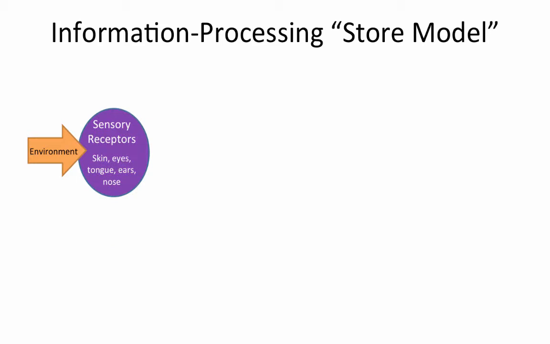This model starts with the environment. There's a lot of different information in the environment, sights and sounds and all sorts of different stimuli that come from the environment that are taken in by our sensory receptors. Our sensory receptors, as you may remember from your introductory psychology class, are our skin, eyes, tongue, ears, and nose. These sensory receptors only pick up a small proportion of the information from the environment. Once this information is picked up by the sensory receptors, it is turned into a stimulus that can then be processed. This stimulus is then sent to the sensory memory.